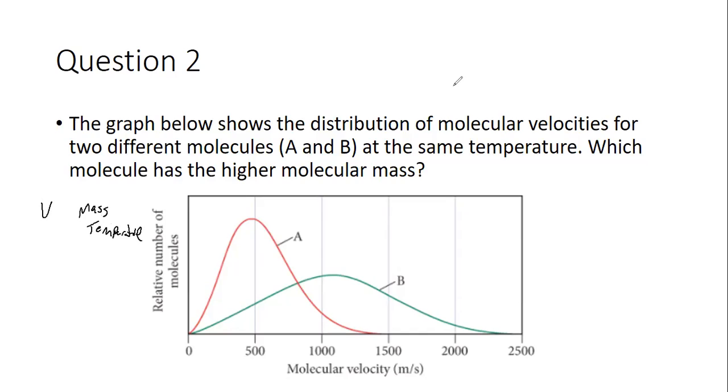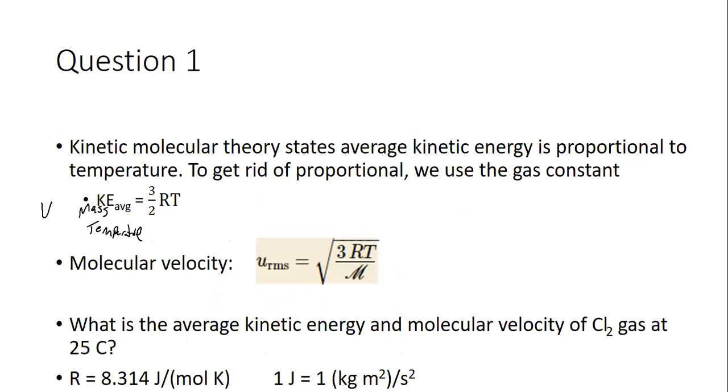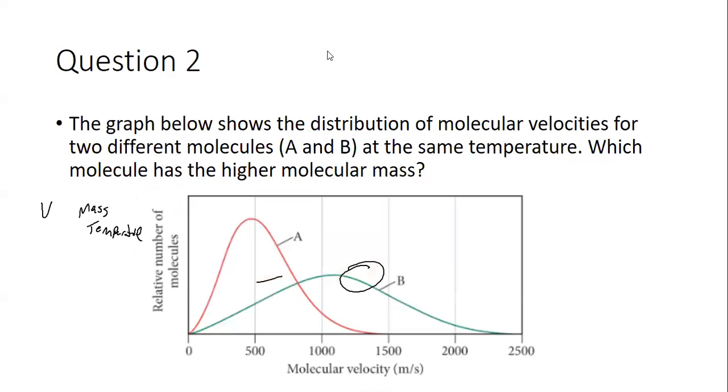If we go back, so let me stop sharing this. If we go back to our molecular velocity equation right here, our molecular velocity, this U, in the denominator, we have molar mass. So the bigger the molar mass, the smaller the velocity. That is why A has the bigger molar mass based on our graph. Any questions about looking at this graph, figuring out what it's telling us?